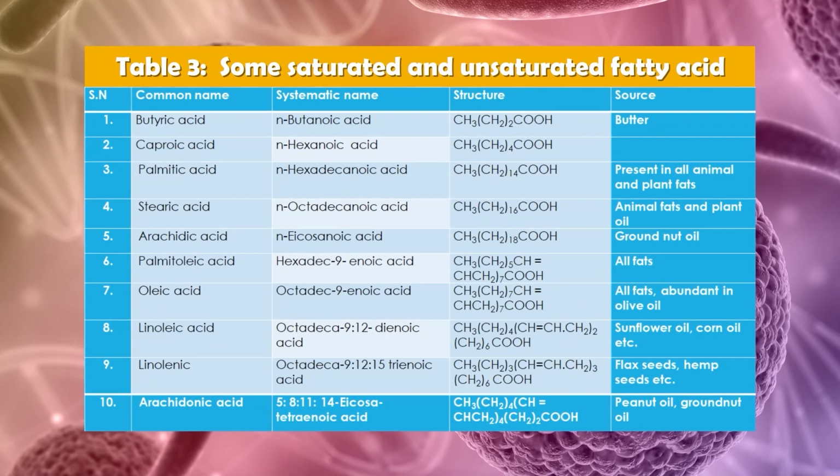Like butyric acid, it is found basically in butter; caproic acid; and then palmitic acid, which is present in all animal and plant fats; stearic acid, in animal fat and plant oil; arachidonic acid, which is found in groundnut oil; and oleic acid, which is present in all fats and abundant in olive oil. Linoleic acid is found in sunflower oil and corn oil, and linolenic acid is found in flaxseed and hemp seeds.